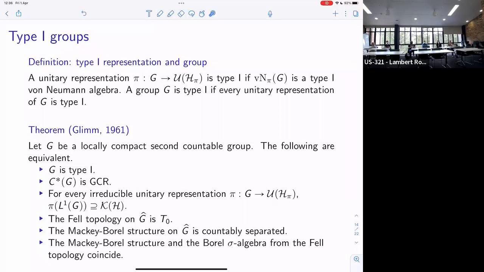So we get this strong dichotomy between type 1 locally compact groups, whose unitary representation theory is in general reasonably well understood and quite easy to work with, and non-type 1 groups, whose unitary representation theory is quite difficult to work with, and we can't usually classify all the unitary representations of such groups.